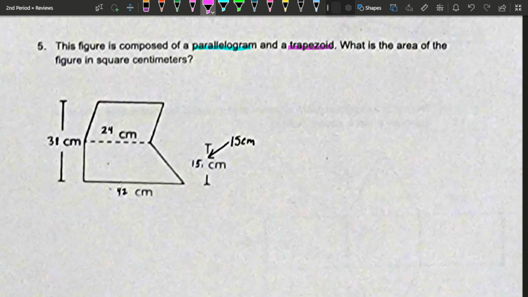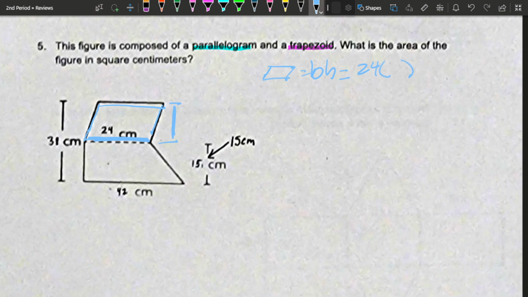So first of all, the parallelogram is this blue one right here. For the parallelogram, it's just like a rectangle, base times height. Do I know the base of the parallelogram? Yeah. What is it? 24. Do I know how tall it is though? No. So we're going to have to find the distance from here to here. We can come back in a little bit.